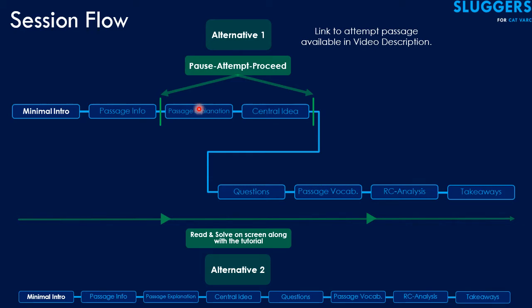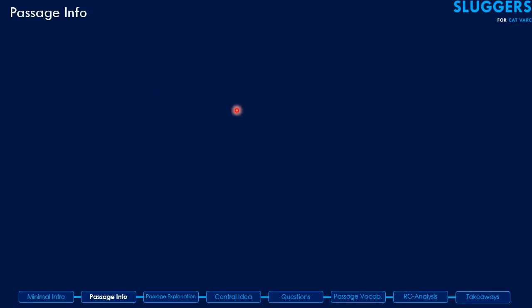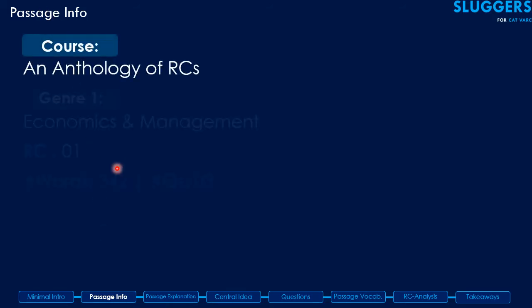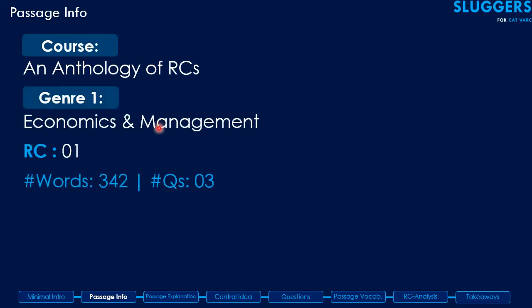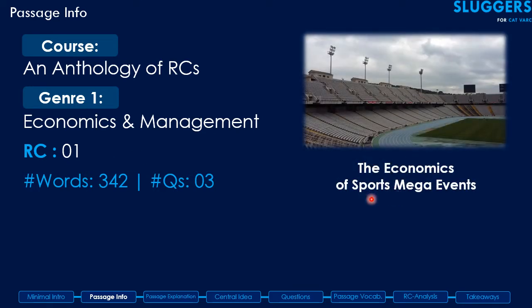Okay, so let's proceed. All right, guys, let's start with the passage information section. The course is, of course, an anthology of RCs. The first genre that we're going to take up is economics and management. The first RC that we'll be taking up here is the economics of sports mega events. That's the title that I've given this RC. It has 342 words with three questions.